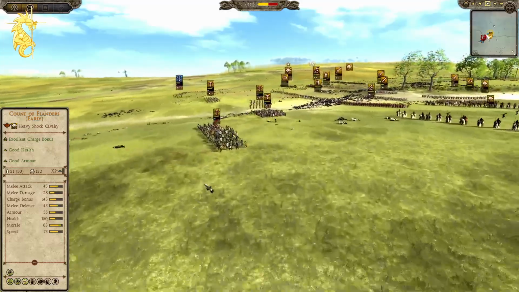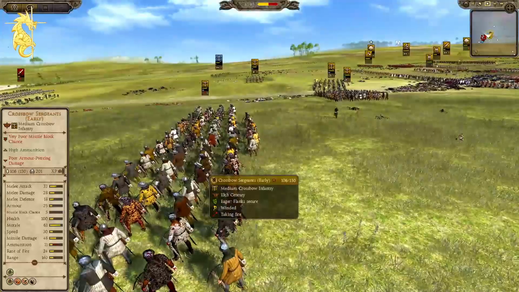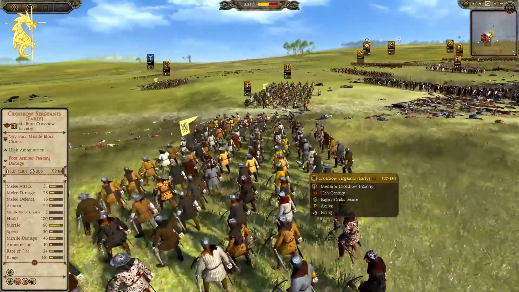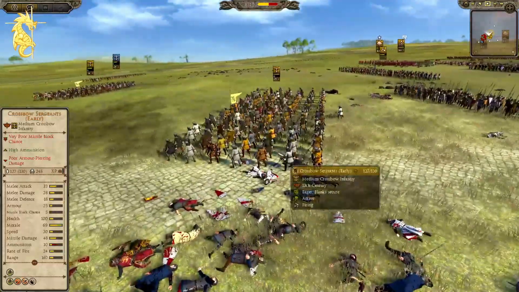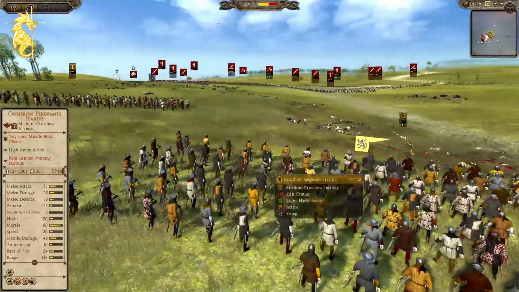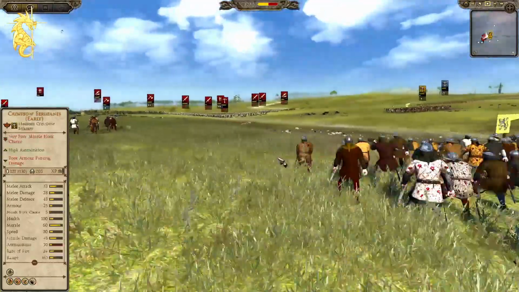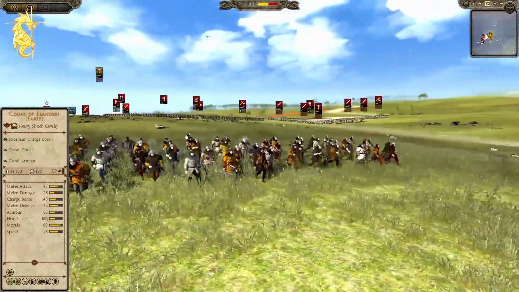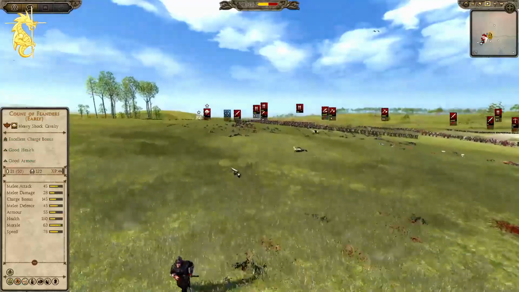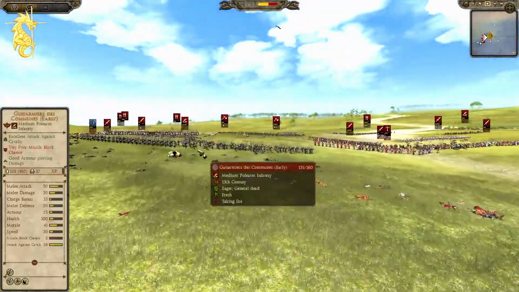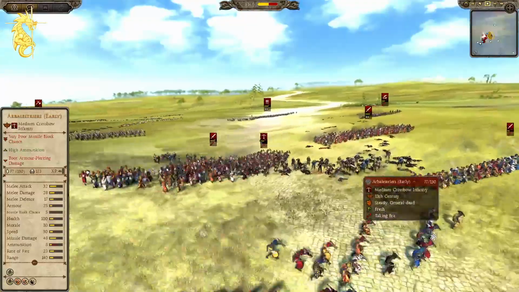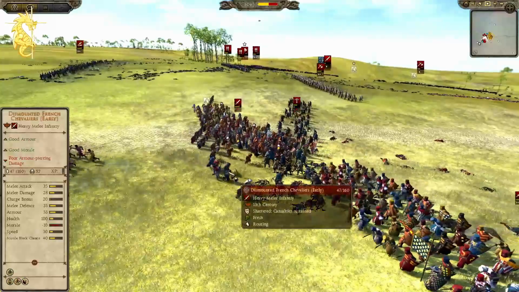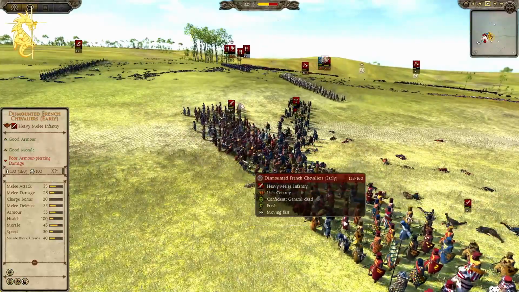Flanders doesn't seem to be super interested in engaging. These crossbows do still have ammunition, and it looks like they're supposed to be firing. There they go. Now the French, the issue that they have got is that they don't really have enough archers to take a fight here. So their best bet is they're going to have to try and get into combat.